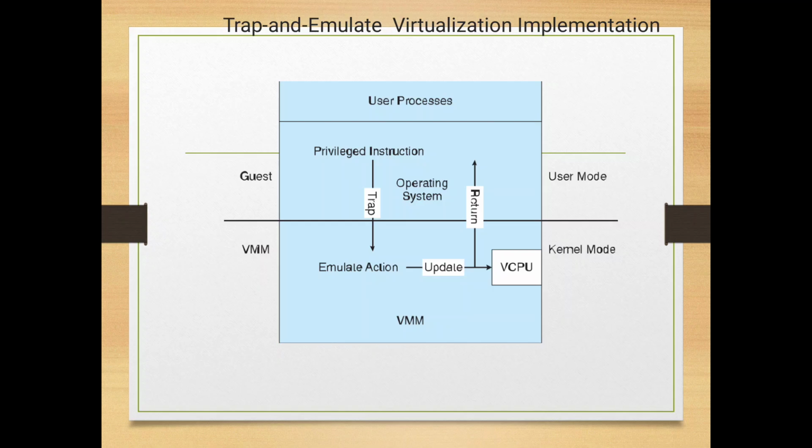So the emulation process is done after the trap function. If any privileged instruction error is identified on the guest side, that is in user mode, it causes a trap, and that can be processed and updated by the kernel mode in the VMM. Then control is returned to user mode to continue the further process.